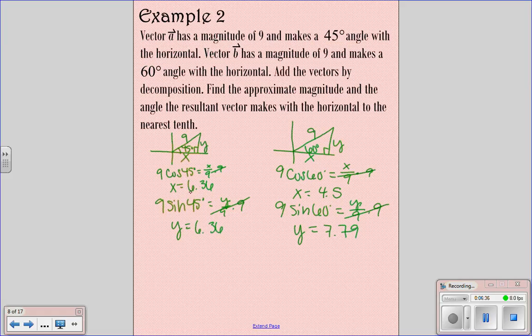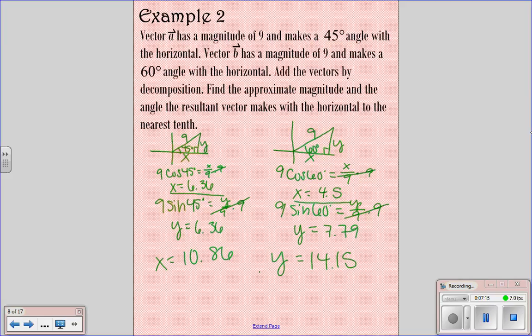So if we added this x part and this x part, 4.5 plus 6.36, you should get 10.86. That is the x part. And then the y part, if you add the 6.36 and the 7.79, you should get 14.15. And so now that is the sum of the horizontal and vertical components of those two vectors. And so now we need to figure out what magnitude and angle this resultant vector would give.